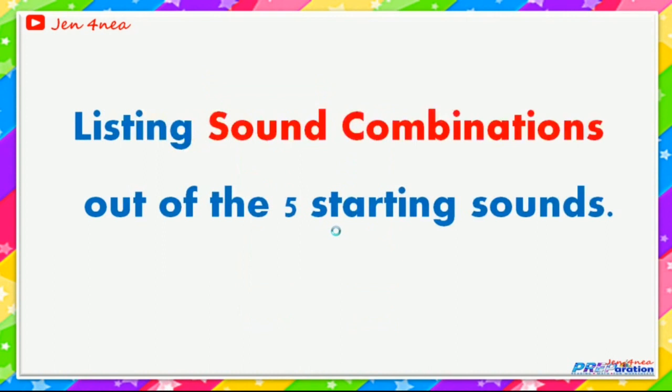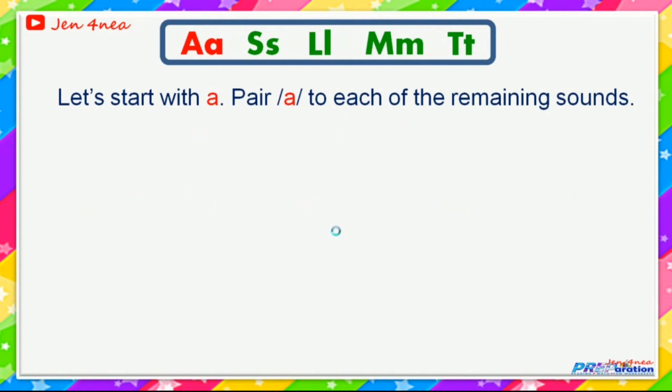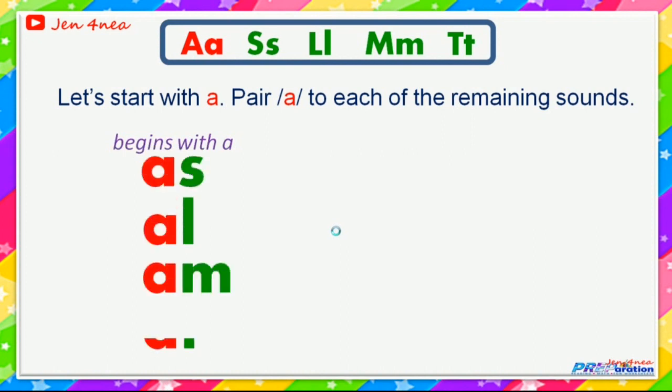Listing sound combinations out of the 5 starting sounds. Let's start with A. Pair the sound A to each of the remaining sounds. Begins with A. Ends with A.